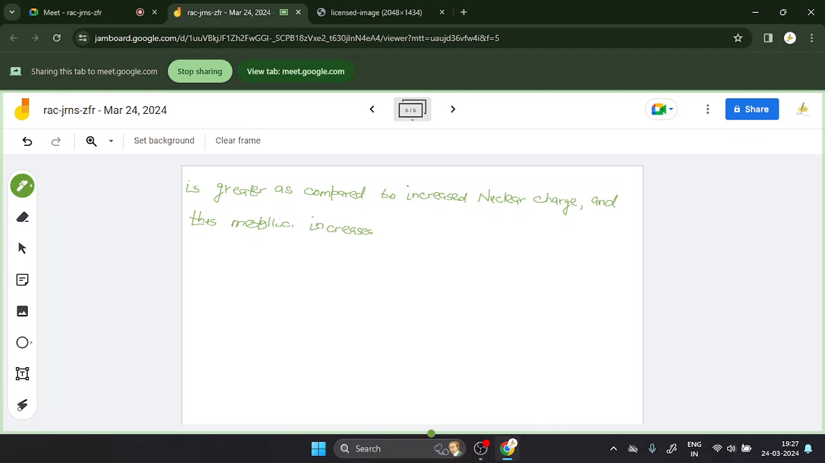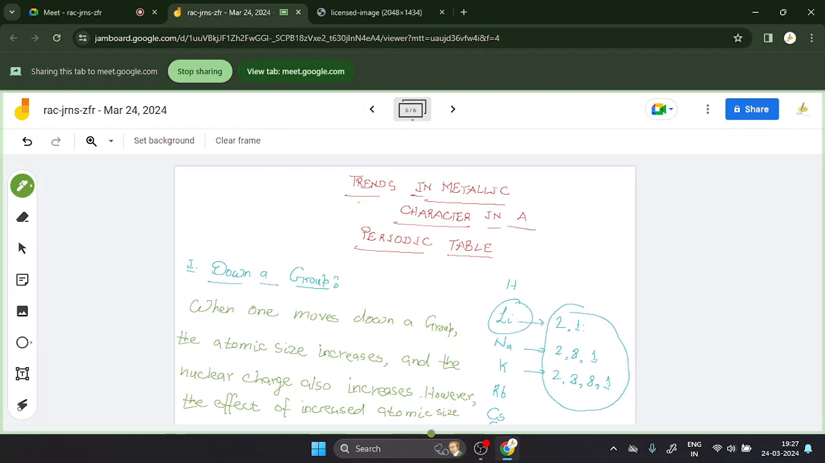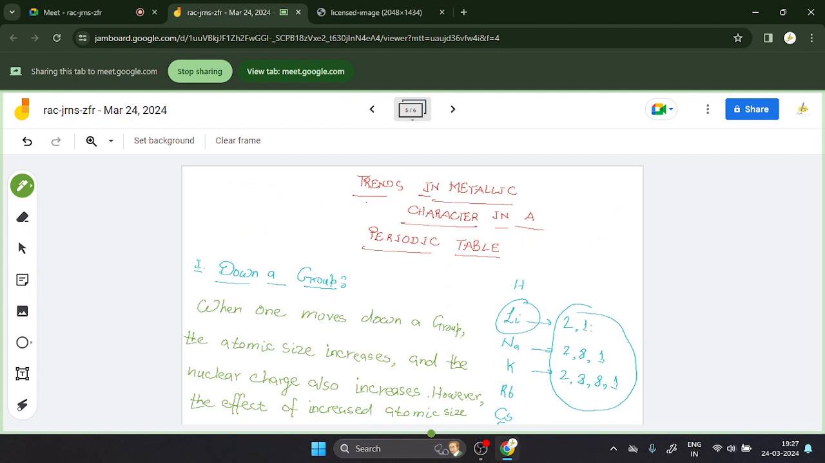Now, our group 1 was this: lithium, sodium, potassium, rubidium, cesium, francium. So we can say that lithium is the least metallic.